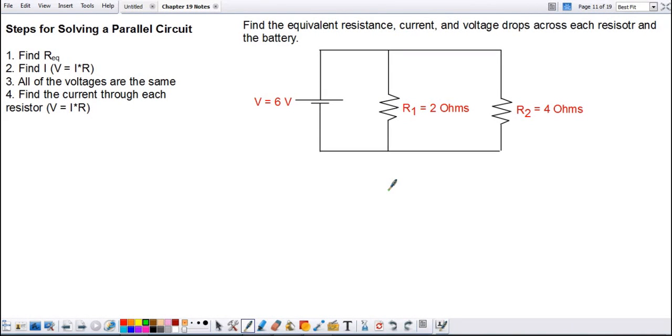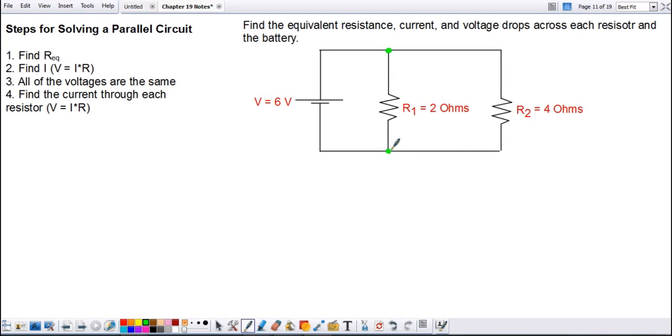In this problem, we are asked to find the equivalent resistance, current, and voltage drops across each resistor and the battery. So, here's our parallel circuit. We know it's parallel because there's more than one path. There's a junction right here, it splits, and there's another junction down here. So we've identified it's a parallel circuit.